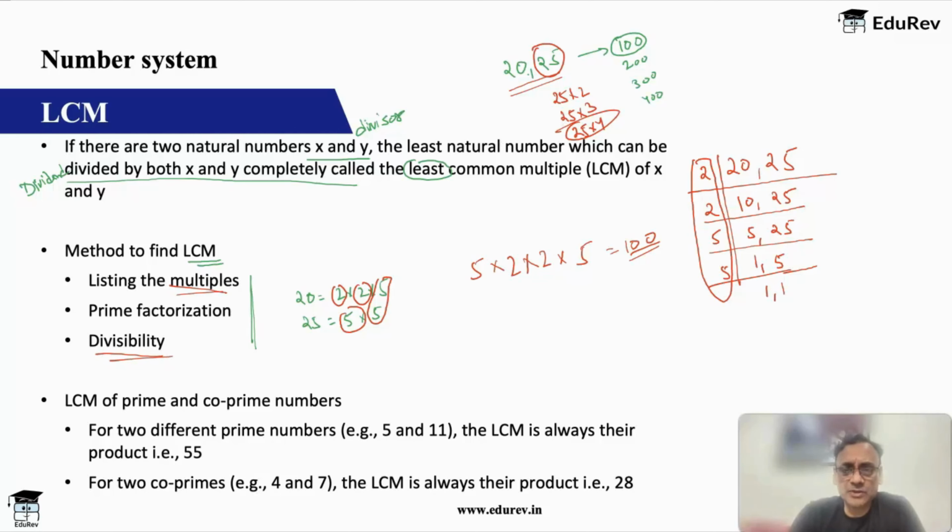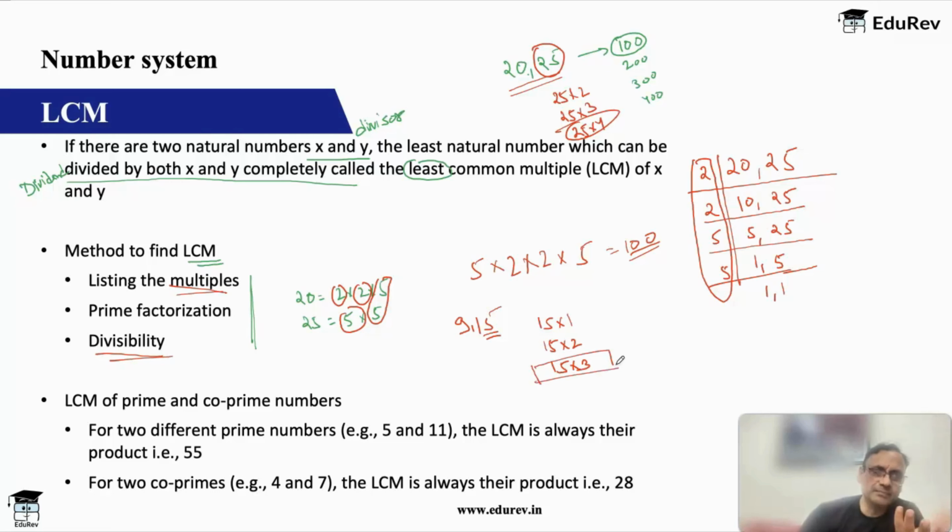Let's look at the second number also. We had taken 9 and 15. So if I do the multiple method, so 15 into 1, 15 no. 15 into 2, 30 no. 15 into 3, 45 yes. So 45 is going to be the LCM.